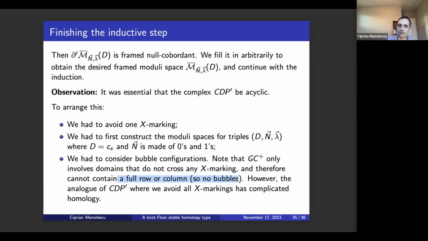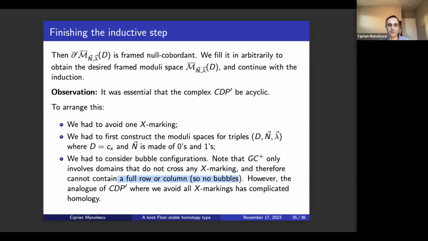So in principle, I could have just said, well, let's just construct moduli spaces with no bubbles, just corresponding to domains that don't go over the X's, and construct them inductively on the dimension. That would have been, in a way, easier. I wouldn't have had to talk about partitions, and it would have been a simpler set of indices that I would have to construct.